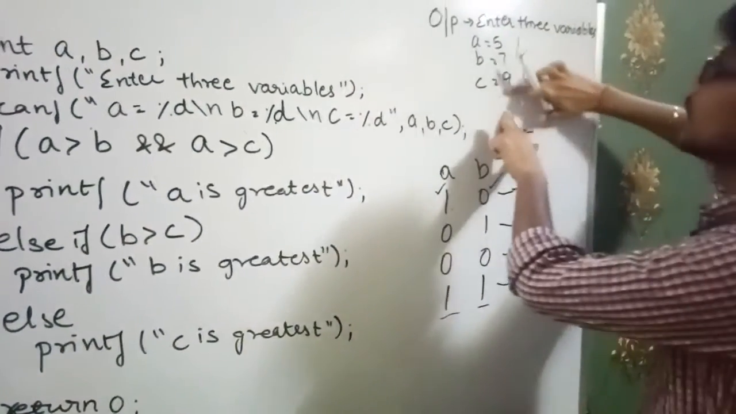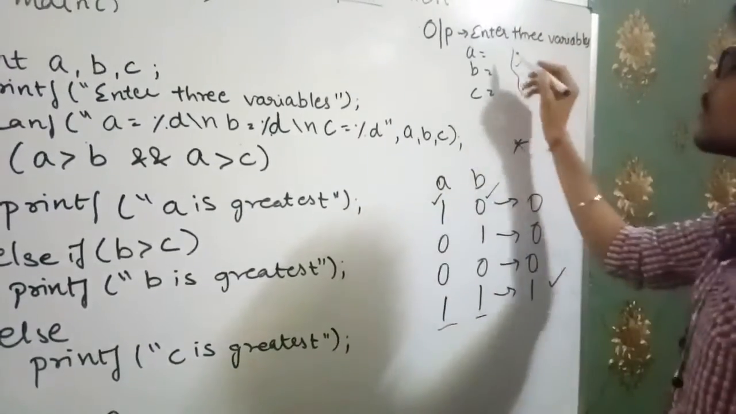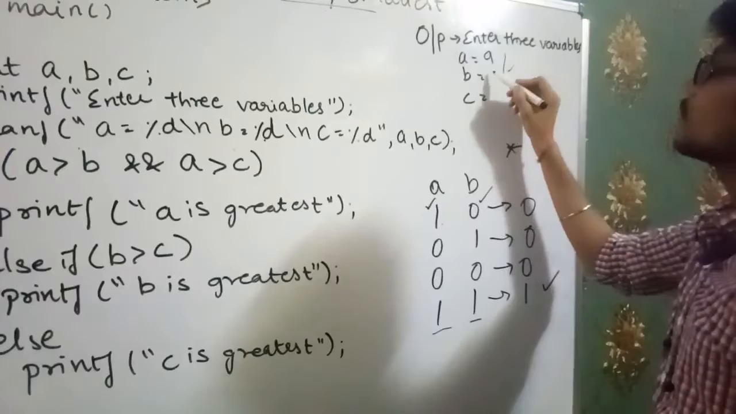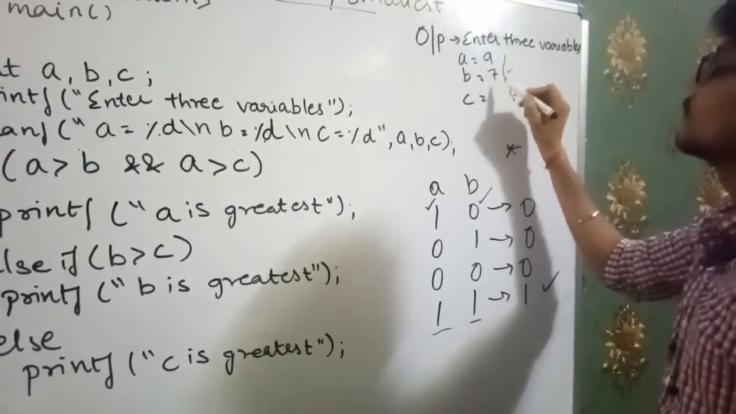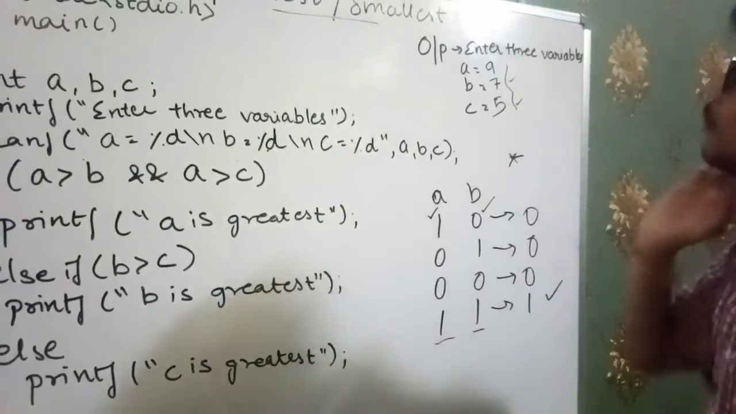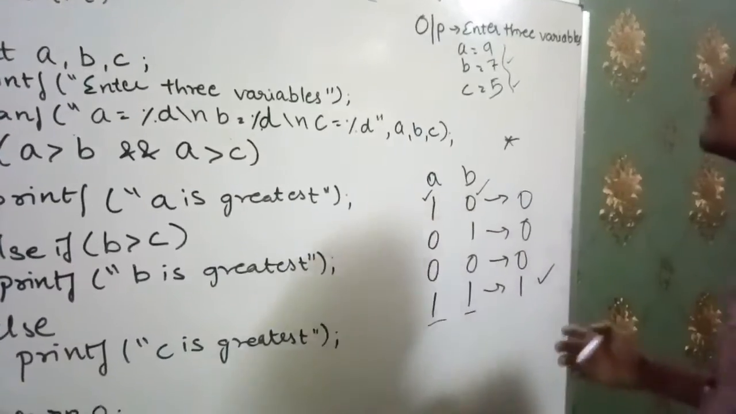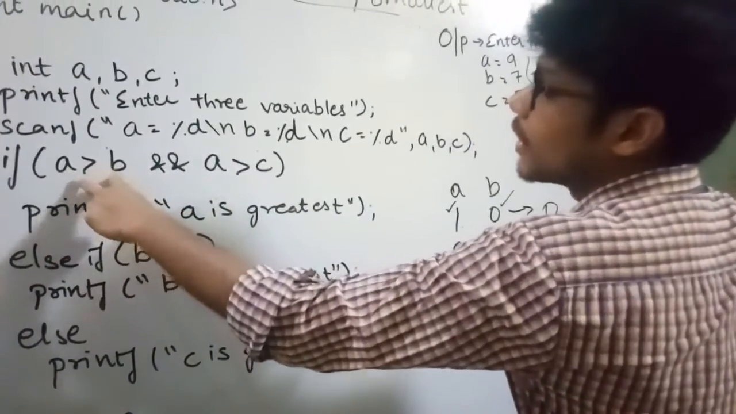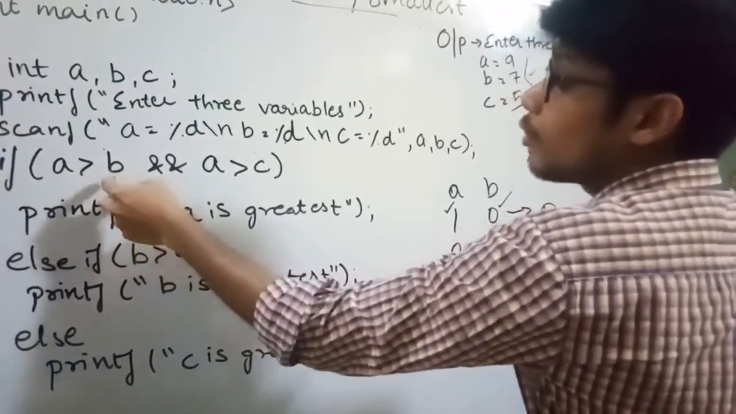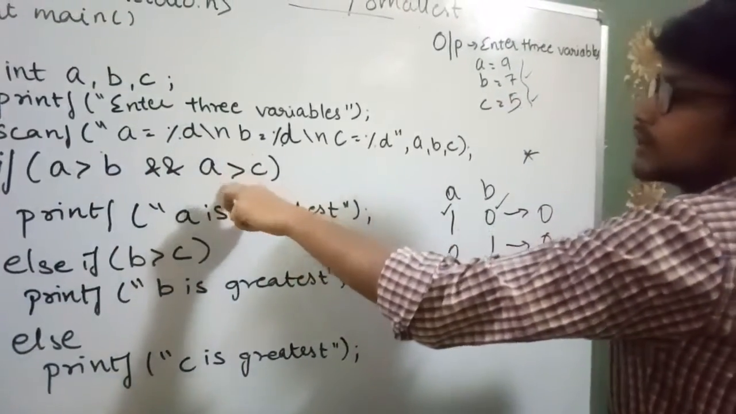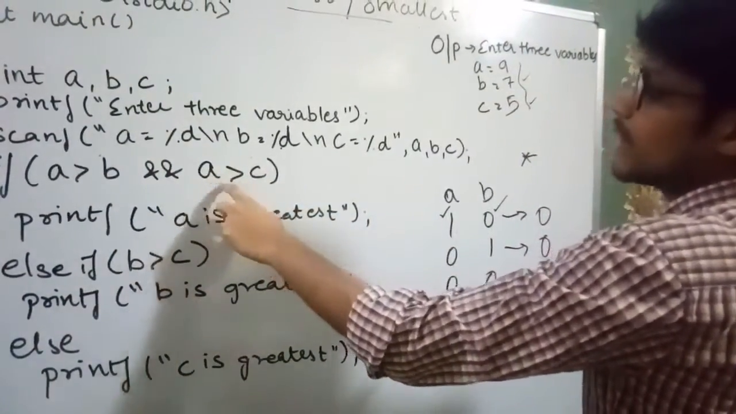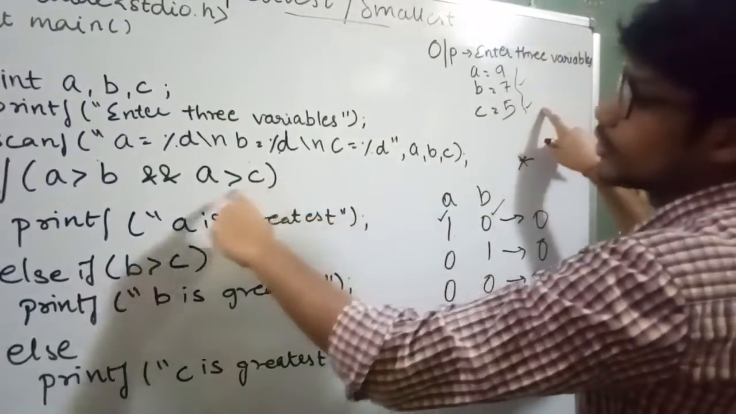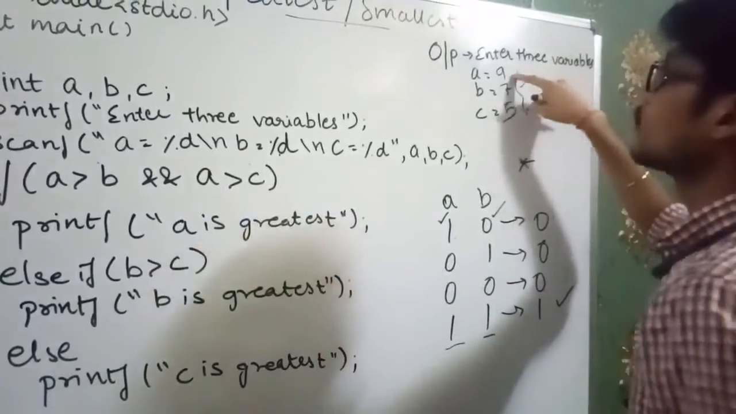Now we can change some values. For example, now we take a as 9, b as 7, c as 5. So we have reversed it. Now a is 9 and b is 7, where the condition becomes true. So it will go and check the AND condition for the other one. If a is greater than c, that is also true. So a is the greatest in this case.